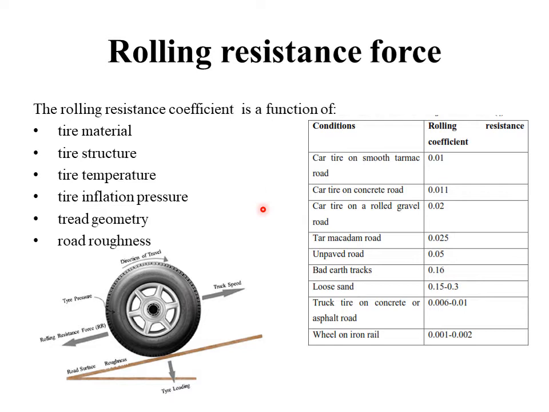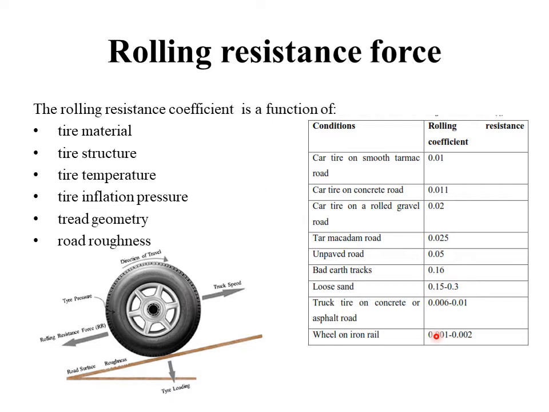And this mu RR, or the coefficient of rolling resistance, in turn depends upon many factors like tire material, tire structure, temperature, inflation pressure, geometry, road roughness, etc. For example, it also depends upon the type of the road. If you have a smooth road, then the value of rolling resistance will be very less. Or on an iron rail, you can see the coefficient of rolling resistance, that is mu RR, has a very low value.